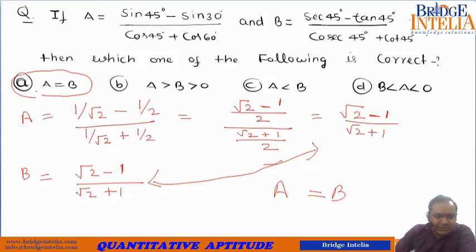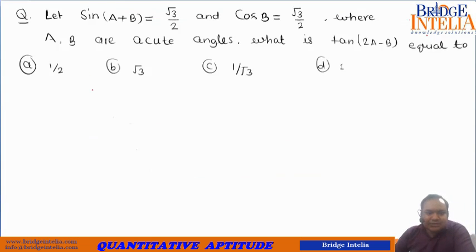So let's move to the next one. This is a very good question. Sine of a plus b is equal to root 3 by 2 and cos b is given as root 3 by 2, where both a and b are acute angles. What do you mean by acute angles? Acute angles are angles such that they lie between 0 degrees and 90 degrees. They are not even equal to 0 or 90, they are strictly between 0 and 90 degrees.